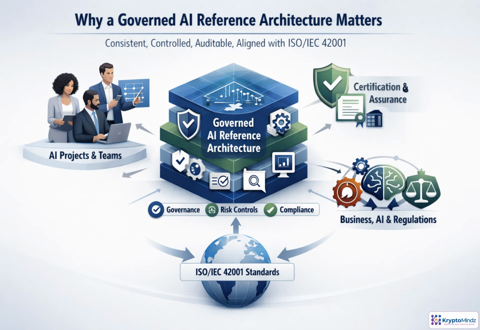Without a governed reference architecture, each AI project tends to invent its own rules. That leads to inconsistency, hidden risk, and weak audit evidence. A shared architecture turns governance into design by connecting business value, technical controls, risk treatment, and certification readiness from the start.